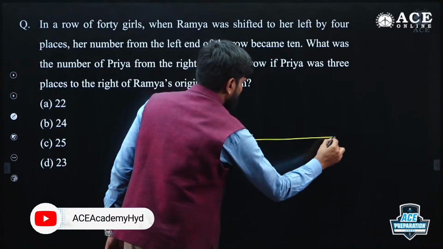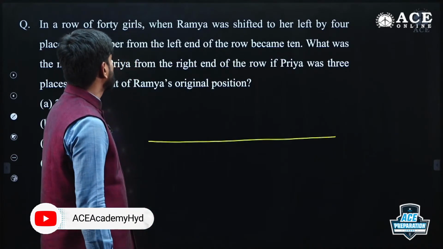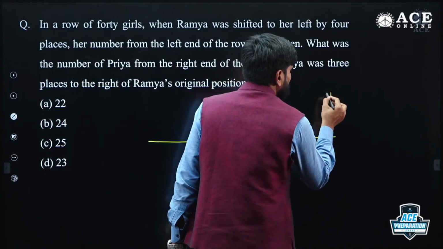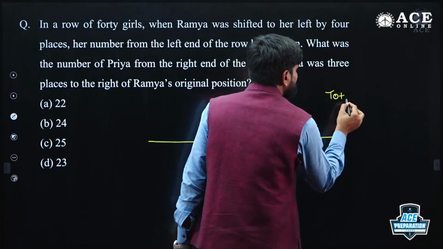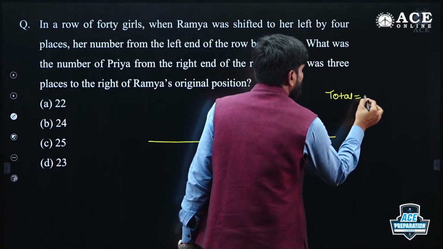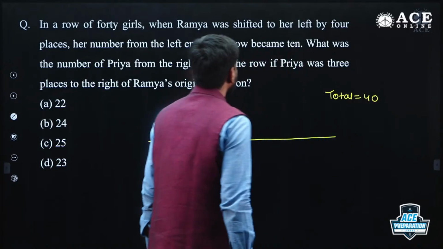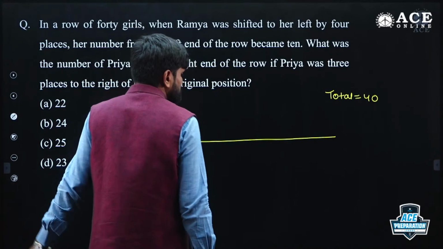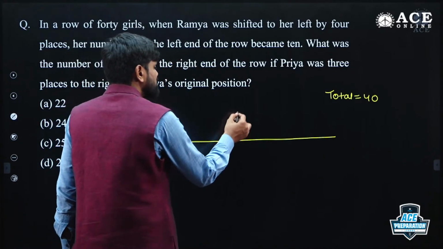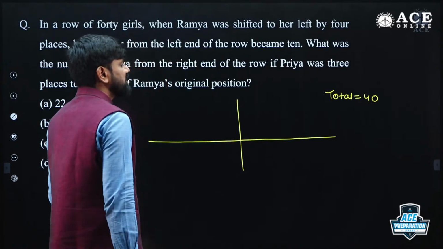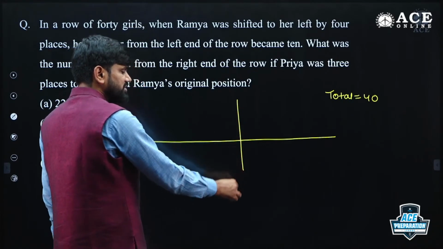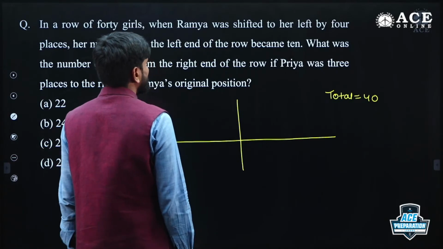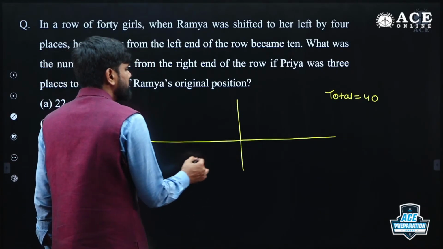I am placing the number line over here. It is given that in a row of 40 girls, so the total number of girls mentioned is 40. When Ramya was shifted to her left by 4 places, let us say that long line is the original position of Ramya. When Ramya shifted to her left by 4 places, her number from the left end of the row became 10.